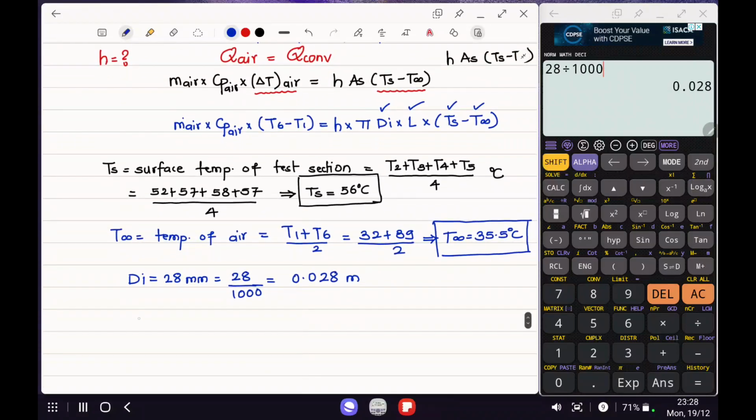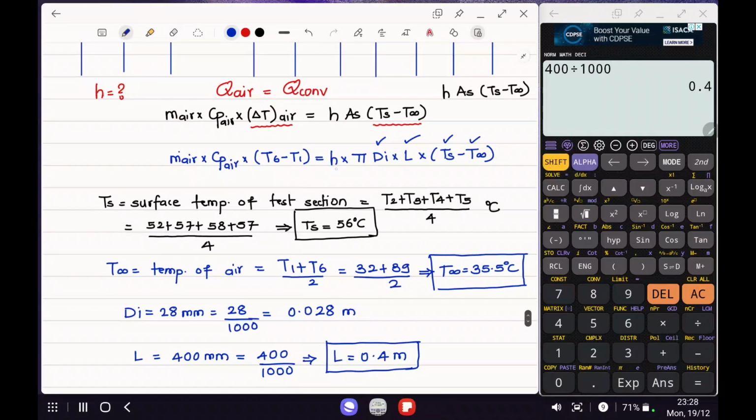In the same fashion, the length of the pipe, actually only the test part of the section, is 400 mm. So that is equal to 400 divided by 1000. Immediately I will be converting it to meter. It is apparent that it will be 0.4 meter. So L will be equal to 0.4 meter. Okay, so we have now di as well as L. H is still unknown, T6 we have and T1 we have.